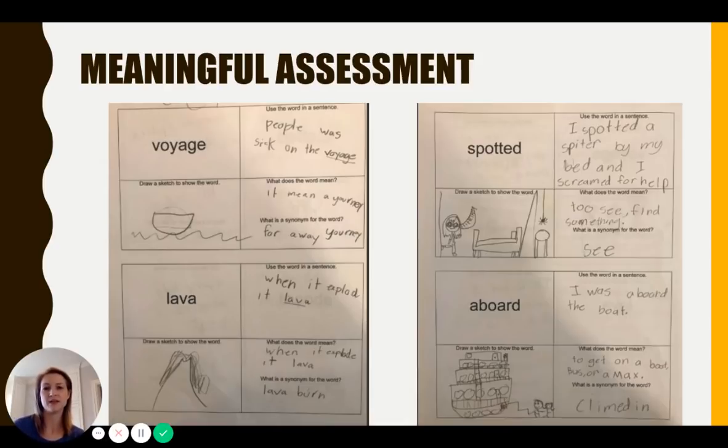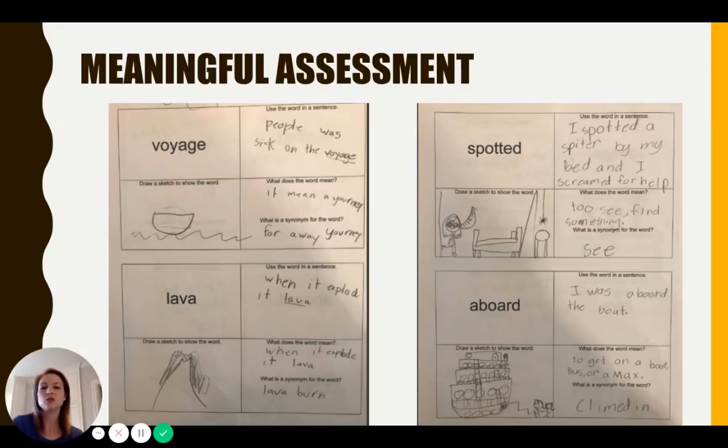So we came up with an alternative way to assess students, which is to have them draw upon the different activities that we practice throughout our lesson or our week. They have to draw a pictorial representation, which is what Marzano calls a non-linguistic representation. We've practiced that. They have to use the word in a sentence. We've practiced that. They have to tell what the word means in their own words. We've practiced that. And then they also have to give a synonym, which is hard. So I have altered this assessment to give 3 choices and have them circle the correct one.